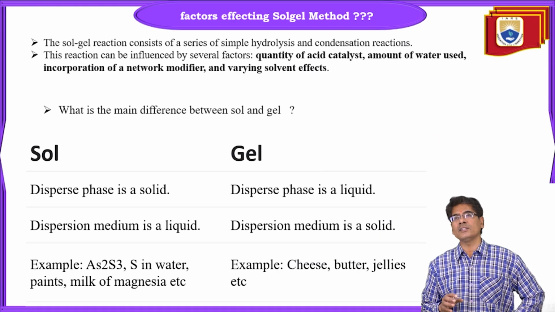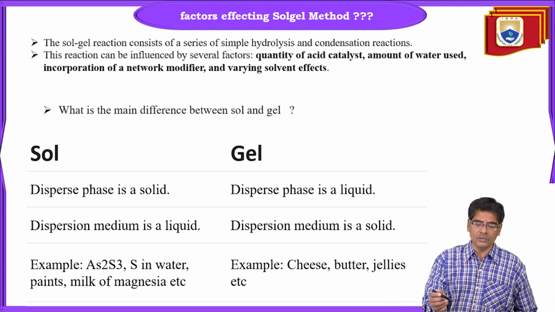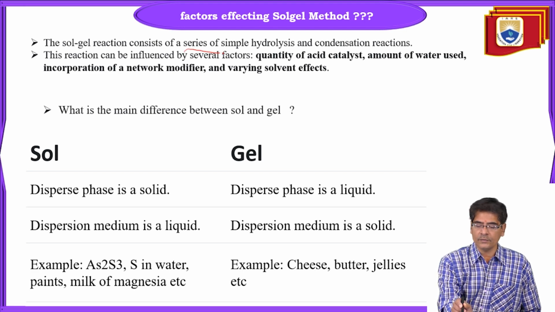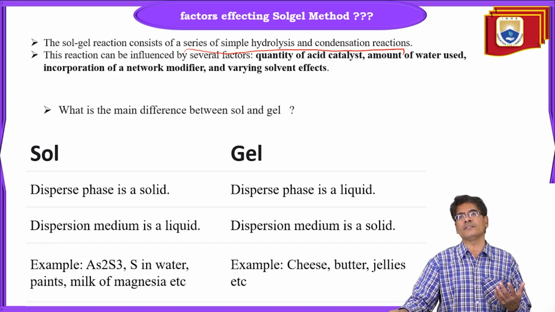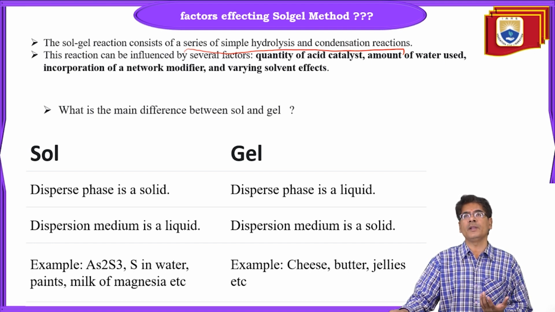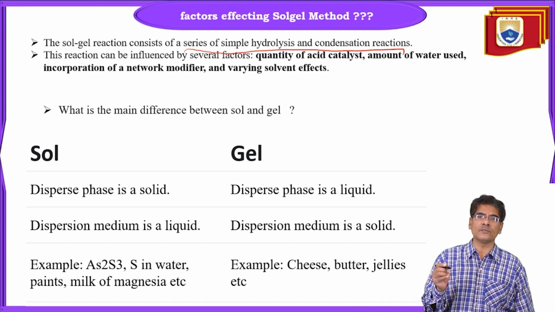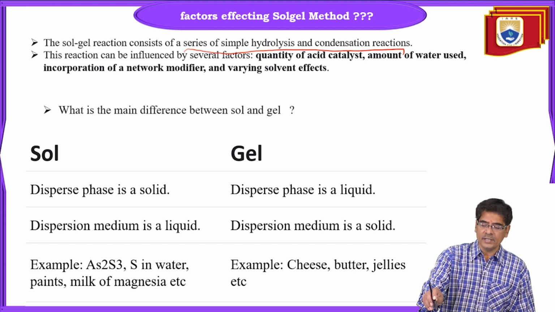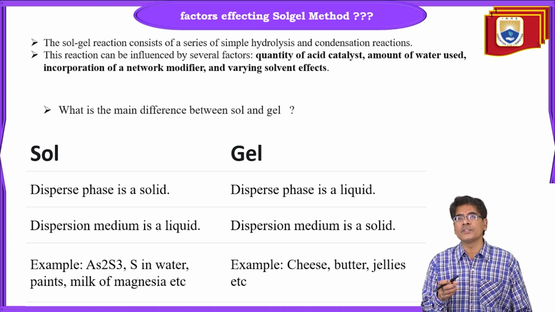So what are the factors affecting the Sol-Gel method? The Sol-Gel reaction consists of a series of simple hydrolysis and condensation reactions. So these reactions can be influenced by several factors.